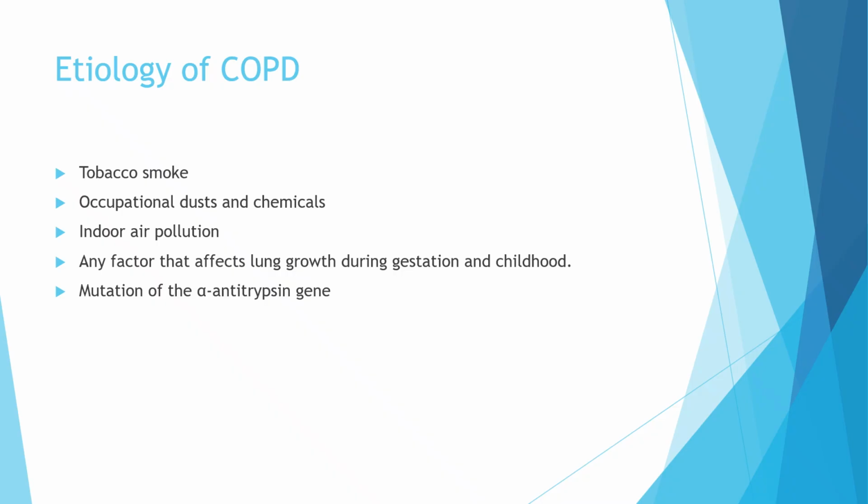With COPD, you can be at risk for it if you had any factor that affects lung growth during gestation and childhood, so low birth weight or respiratory tract infections. And also it has a genetic component as a risk factor. So if you have a mutation of the alpha antitrypsin gene, this can result in the development of COPD at an early age, even if these patients don't smoke.